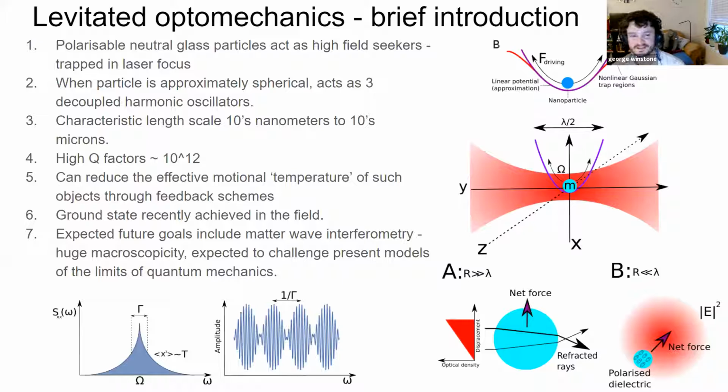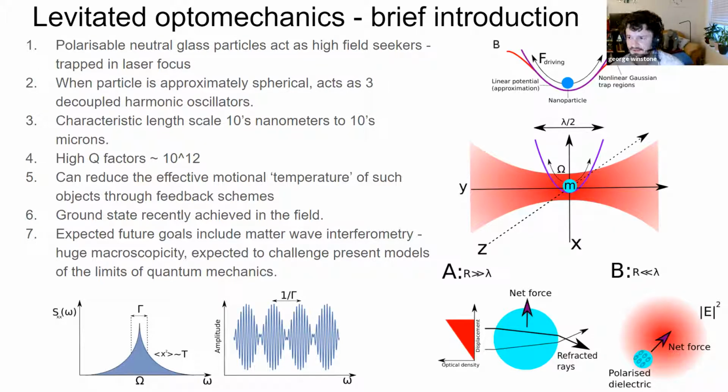So yes, levitated optomechanics. What we do in Andy's lab and what I did during my PhD and what many people in this field do is we trap polarizable neutral glass particles at the focus of a high intensity laser beam. And by glass, I mean silicon dioxide typically. And when this trapped particle is a sphere, the motional degrees of freedom tend to be decoupled and you end up with 3 decoupled classical harmonic oscillators. You can then eat away at the classical sources of noise in that system by various feedback techniques. And then you'll end up with 3 decoupled quantum harmonic oscillators in principle. And this was very recently done for at least 1 degree of freedom.